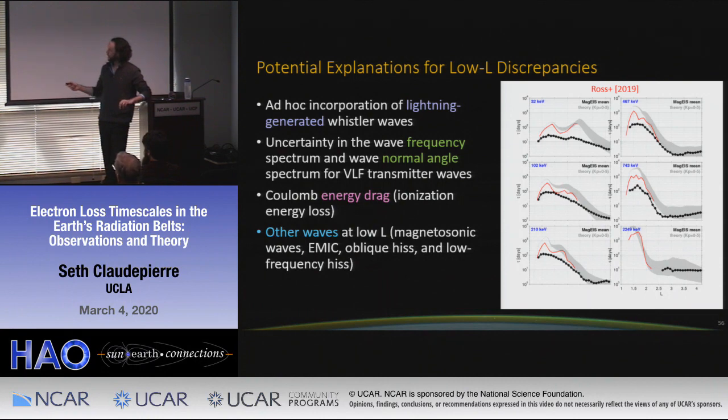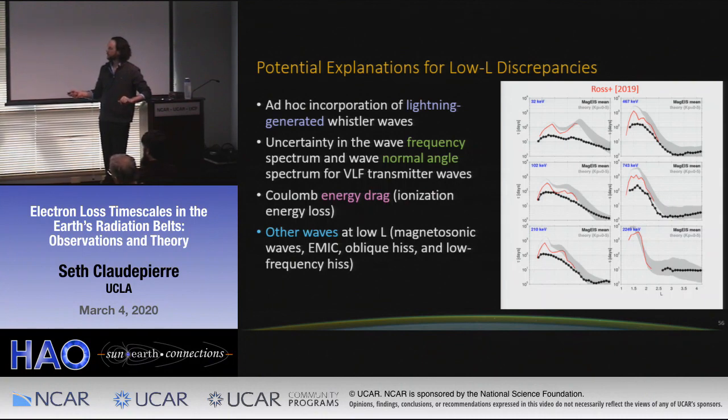And what you're looking at here, the gray are our theoretical calculations that I showed you before, and the black here is our observational calculation. And the red here is their improved estimate of scattering from VLF transmitters. And so you can see they're a little bit lower than ours, agreeing a little bit better with the observations, but still not getting all the way down to where the observations say we are.